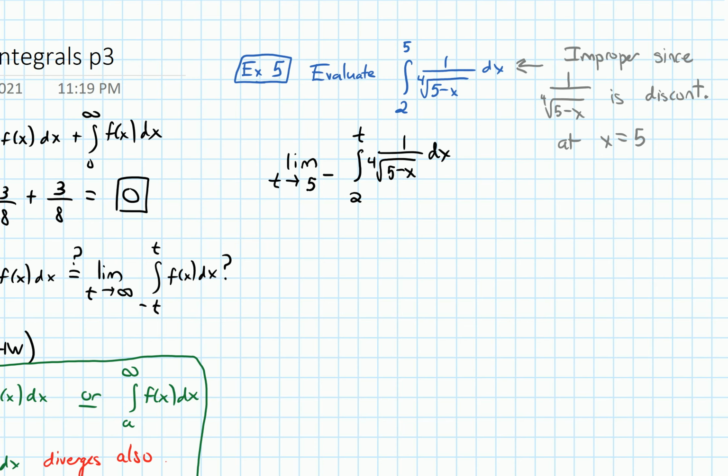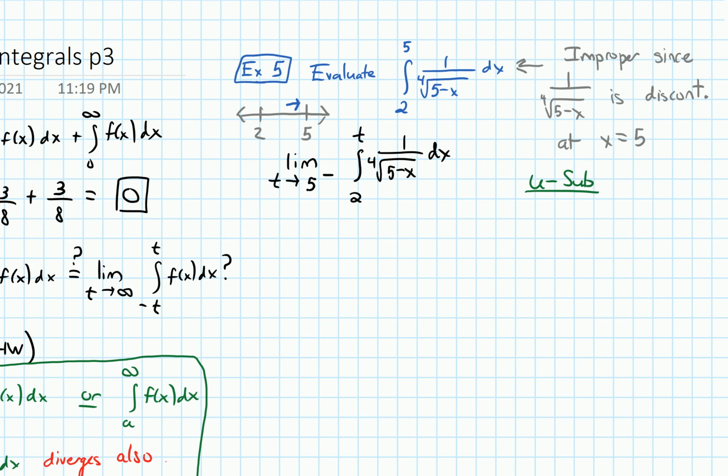Because if I think about my interval from 2 to 5 here, if I'm in my interval and I'm getting really close to 5, I have to be approaching it from this side. If I was approaching 5 from the other side, I wouldn't be in the interval, and I need to be somewhere in the interval. Okay, so now let's evaluate this integral. We can handle this with u sub.